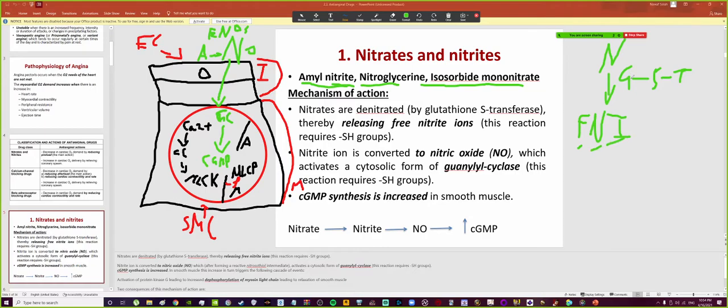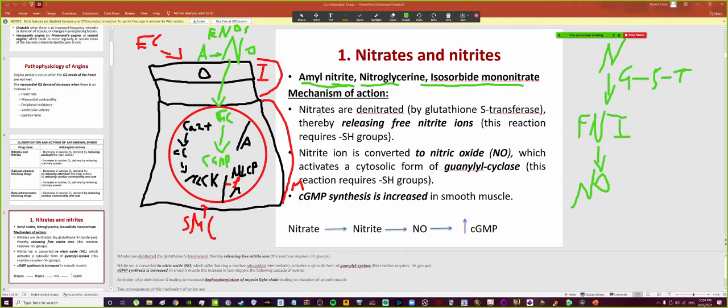Now, when glutathione S transferase converts nitrates into free nitrite ions, it requires the reaction of sulfhydryl groups, which it gets from endothelial cells. So it requires the sulfhydryl group as a catalyst in order to convert nitrates into free nitrite ions. Then these free nitrite ions are converted again into the nitric oxide that we know, by the endothelial cells. It's not mentioned, but it's by the endothelial cells.